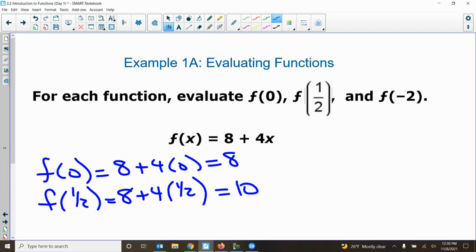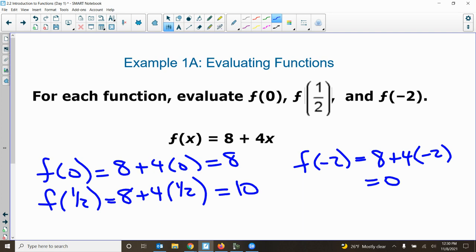How about f of -2? Miss Martin, what do you think? It'd be 8 plus 4 times -2. Yep, which is 0. So -2 goes to 0. 0 goes to 8, but -2 goes to 0. That's fine. There's nothing wrong with that.